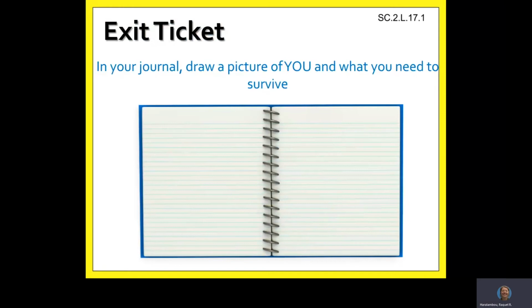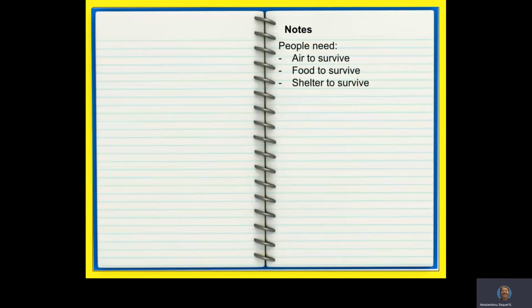All right, so here's the good part, guys. This is what you're going to do for your activity this week. I want you to draw a picture of you and what you need to survive. So we just talked about the three main things that we need to survive is air, food, and shelter. So draw a picture of yourself. You can include your family or just draw you. And I want you to show the air that you're breathing, the food that you're eating, and the shelter that you live under in order to survive.